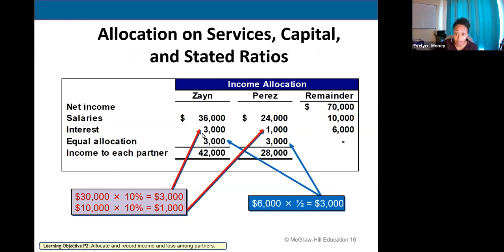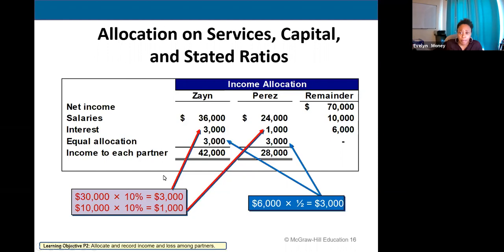Now, the next item that they're supposed to get is interest. And that interest is supposed to be 10% of their beginning of year capital balances. If you're looking at a problem in the textbook or a problem on a test, you have to be given the beginning capital balances. You can't just guess or figure that out on your own. In the real world, it will be presented for you right there.